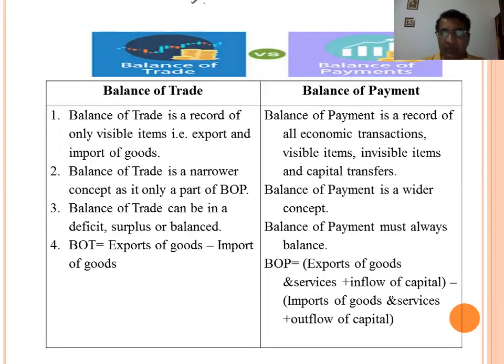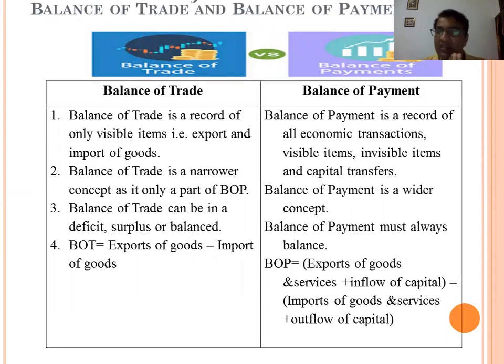Now, the difference between balance of trade and balance of payment. Balance of trade is a record of only visible items. It means only one component of the current account is called the balance of trade. Like a record of only visible exports and imports of goods is called the balance of trade, in which we will not count the import and export of services. Only the transactions which we can see and touch and transfer, we will count here. So it is a record of only visible items.